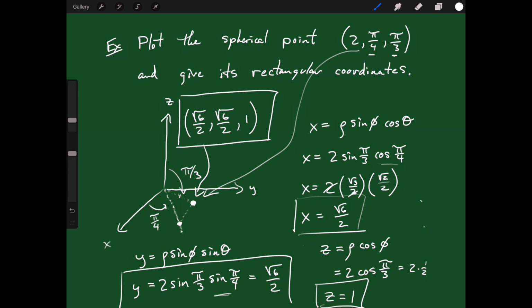And that is the rectangular coordinates of that point. Sound good? Okay. Let's talk about doing triple integrals in spherical coordinates.